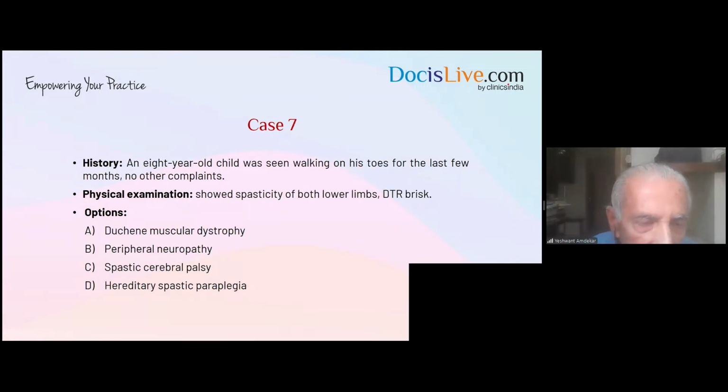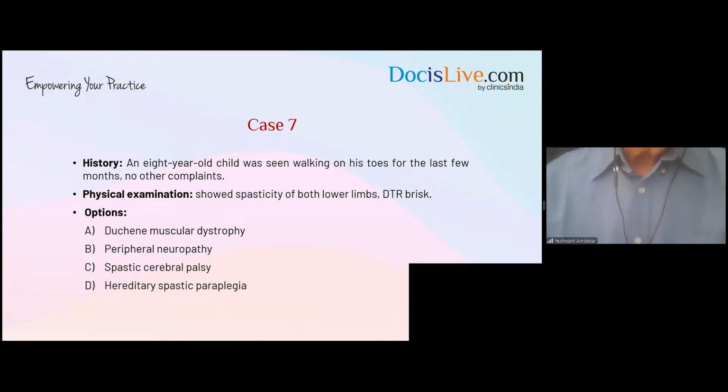Yeah, this is another one, an 8-year-old who was seen walking on his toes for the last few months. He had no other complaints. And he shows spasticity of both lower limbs, and his DTRs are brisk. So your options are: you have Duchenne muscular dystrophy, or you have a peripheral neuropathy, or you have a spastic cerebral palsy, or you have a hereditary spastic hemiplegia. Your time starts now.